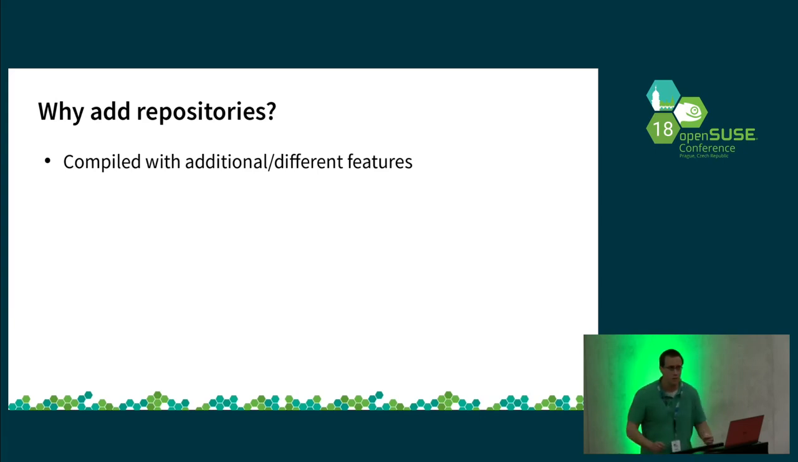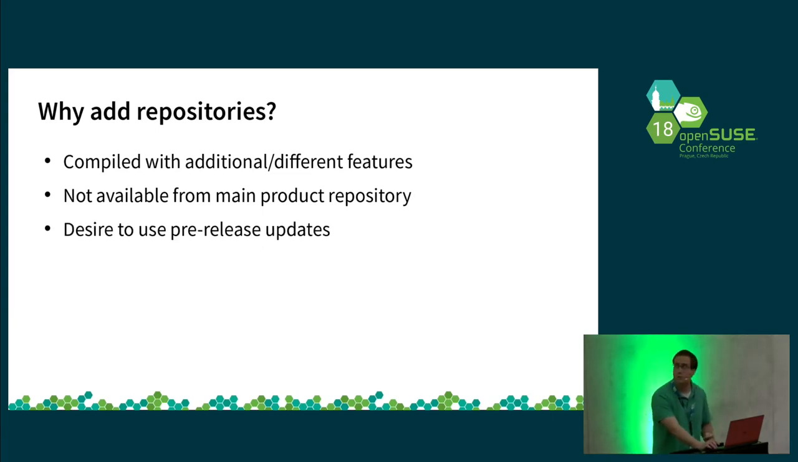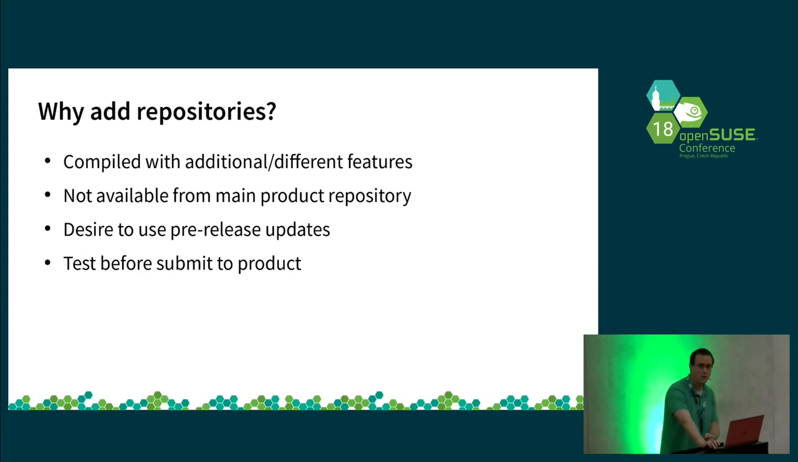The first one, which I think is probably the most common one, is you want packages compiled with different or additional features, something like Packman. Another one being you want packages that are not available already in one of the main product repositories, so you might add a devel project or someone's own project. Otherwise, you might add it for pre-release packages, either again in a devel project or somewhere else. Or you may be maintaining packages and you want to easily install them on your machine after you build them on OBS to try them out. So there's some reasons why you might add repositories.